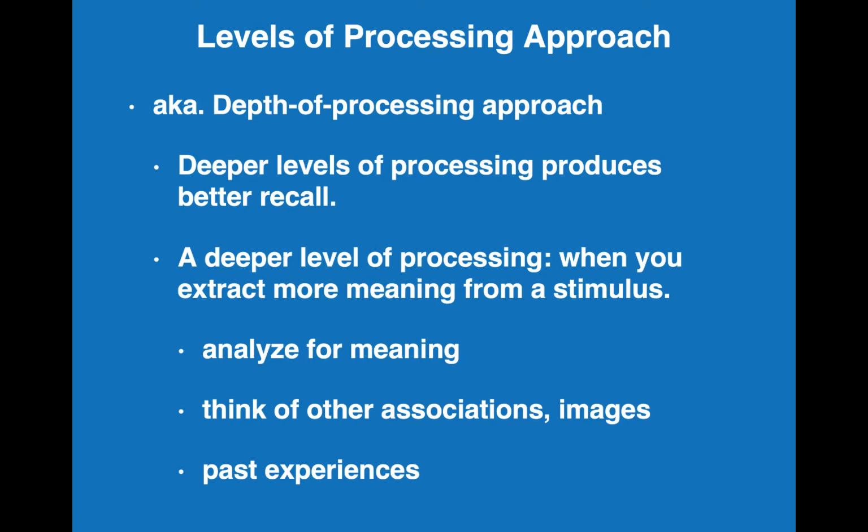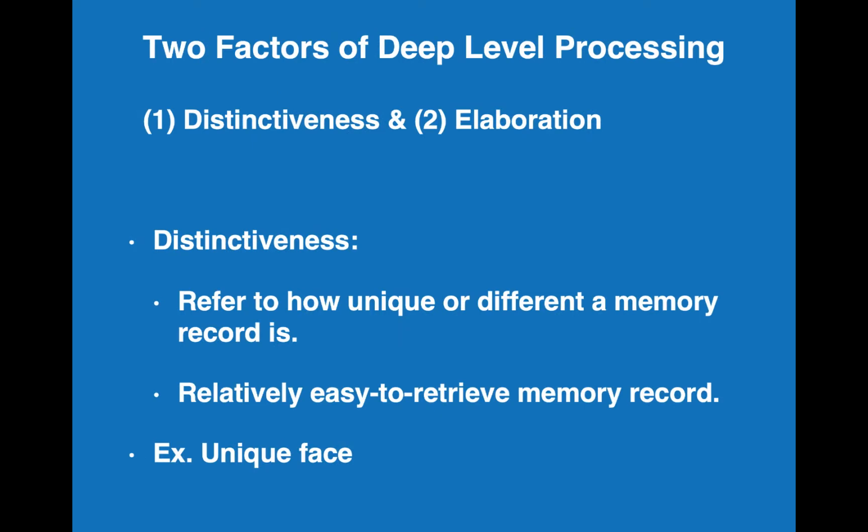It is an encoding process that involves the formation of connections between to-be-remembered input and other information in memory. Two factors are involved in the deep learning process: one is distinctiveness, the second is elaboration. In other words, deep level processing encourages recall because of two factors: distinctiveness and elaboration.